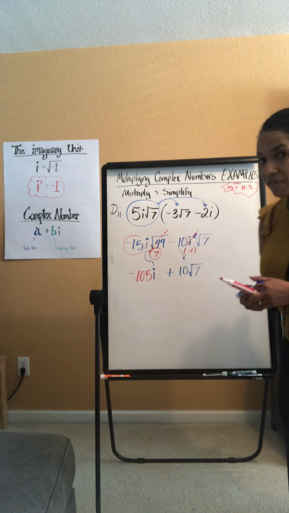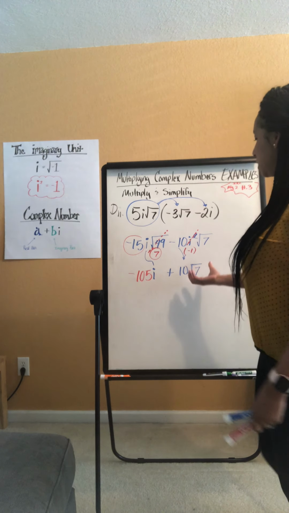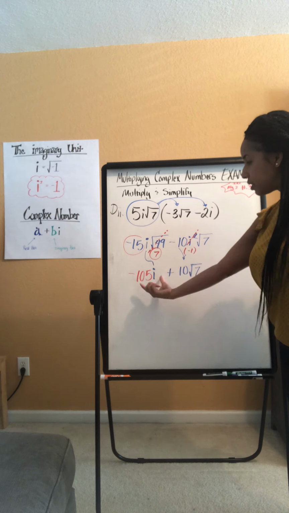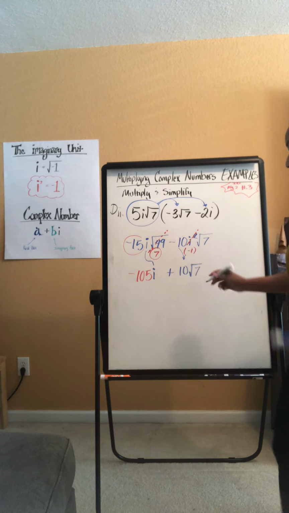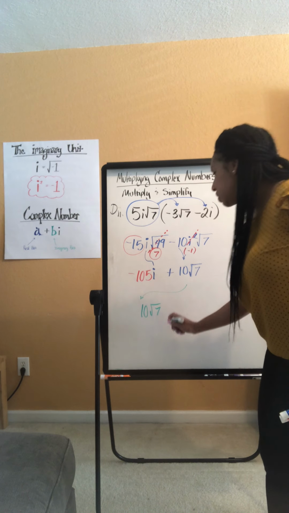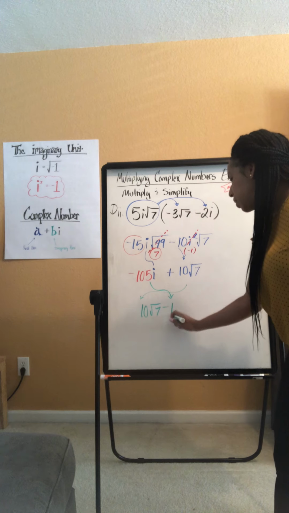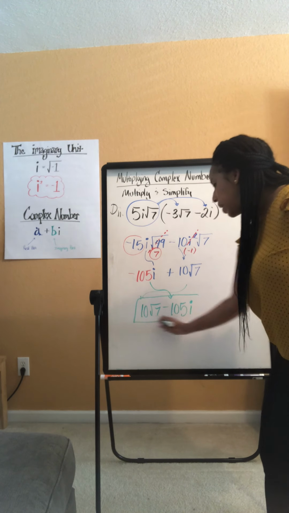That's all the simplifying I can do, but I need to write it in proper form, in standard form, which means that the real number has to come first. The i's always come second. So I'm not changing up any signs, I'm just rearranging the order. I'm just going to put my positive 10 in the square root of 7 first, and my negative 105i comes second. And that is my answer.